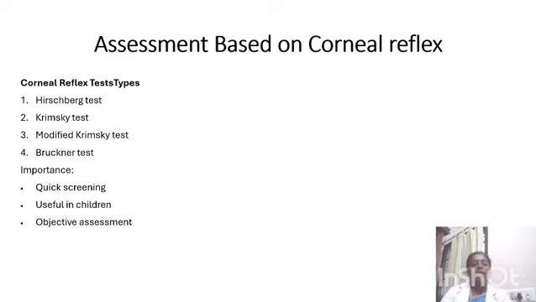Corneal reflex tests are fundamental tools in the clinical assessment of strabismus. The Hirschberg, Krimsky, and Bruckner tests provide objective information about ocular alignment and are particularly useful in young children and uncooperative patients. Symmetry of the corneal light reflex indicates normal ocular alignment, whereas displacement of the reflex helps identify the presence, direction, and approximate magnitude of strabismus.